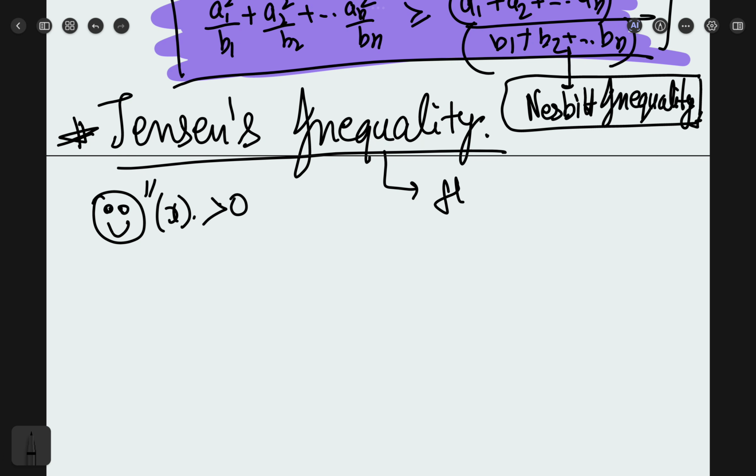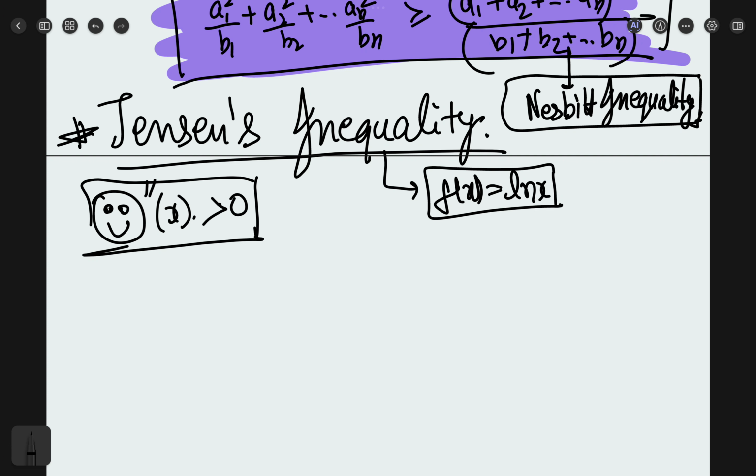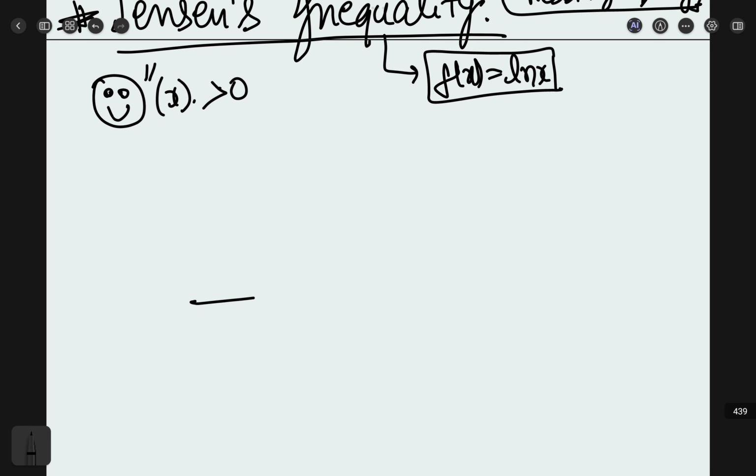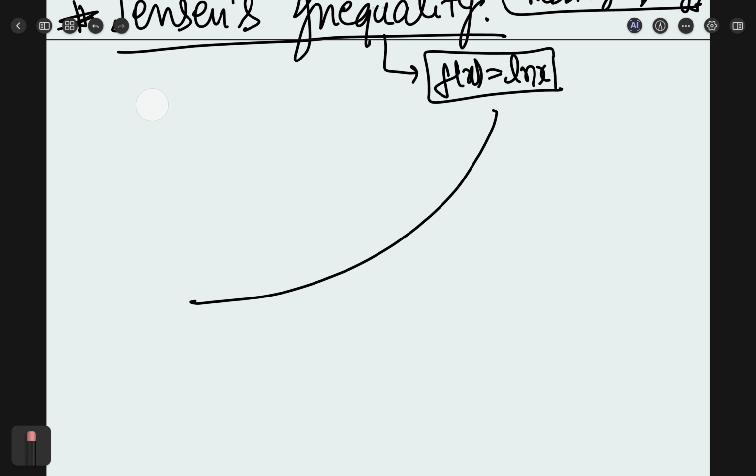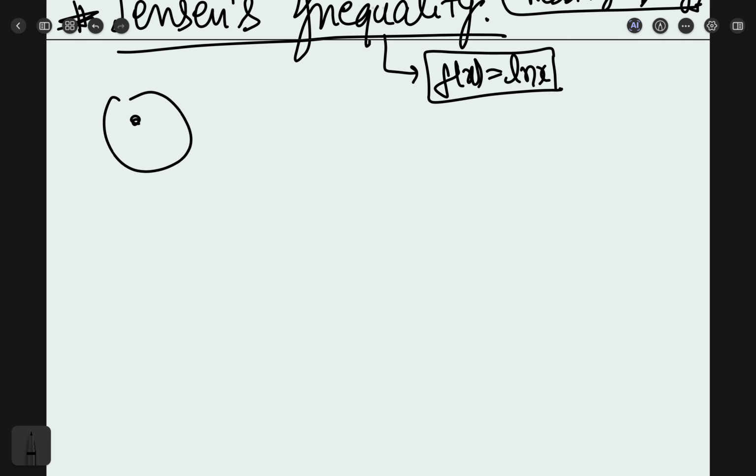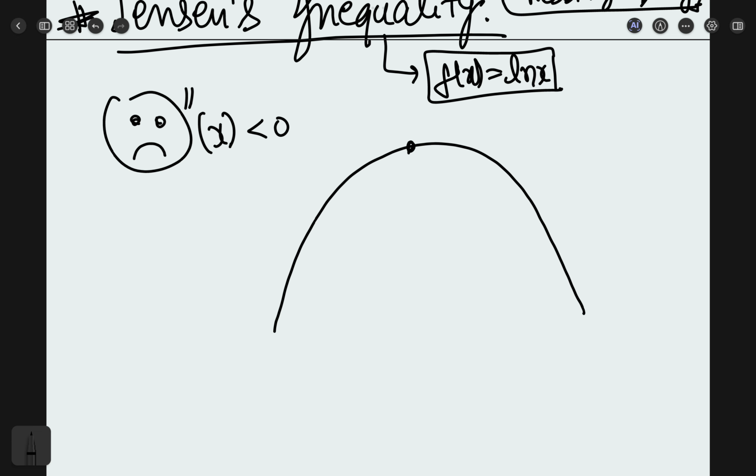Yeah, so f(x) equal to ln x is mainly used for AM-GM, but I think probably you can do it with e power x as well. Okay, so now that you have this happy function, I've taken some function like this, or okay, let's take a sad function. I like it more, and I'm saying that it is something like this, concave downward.